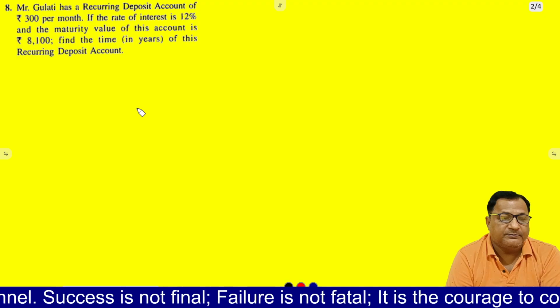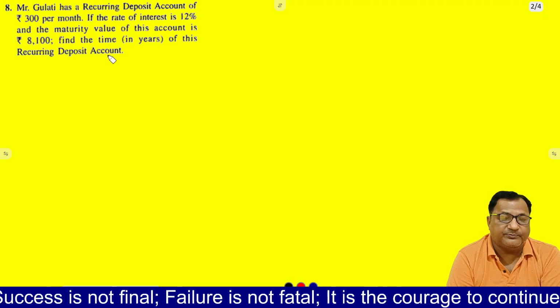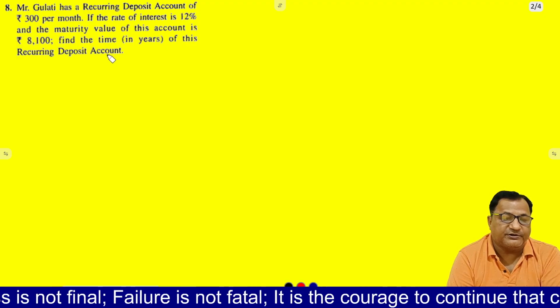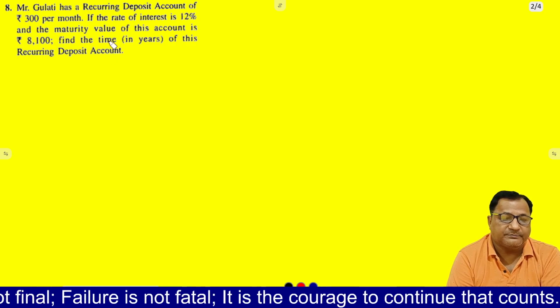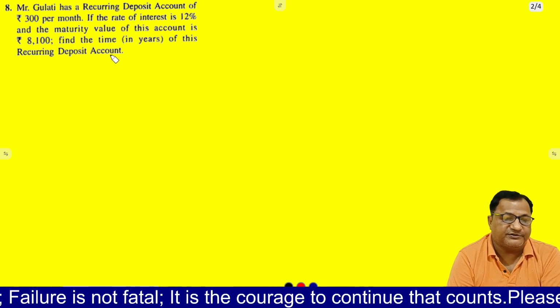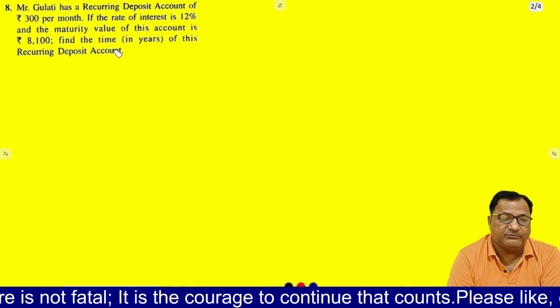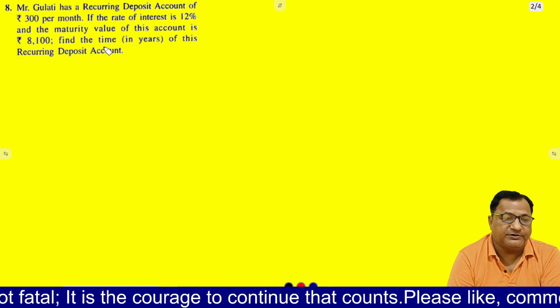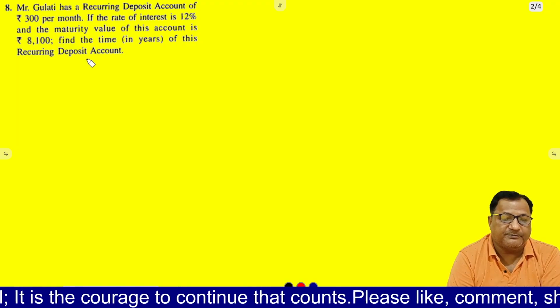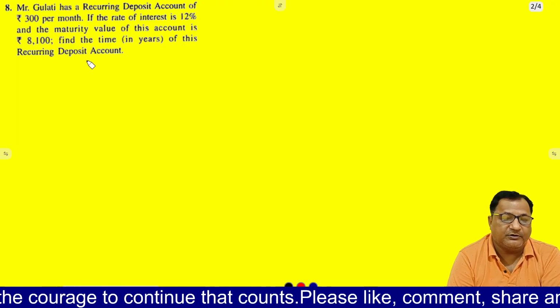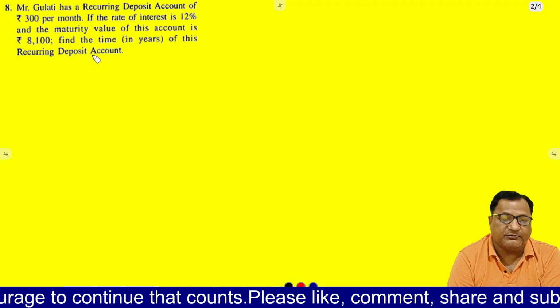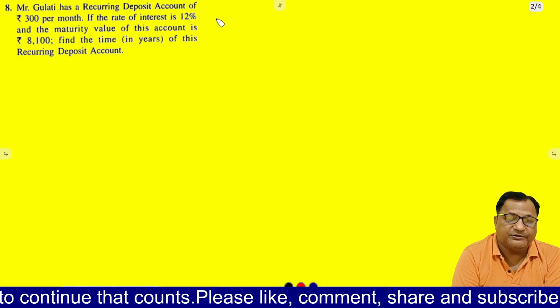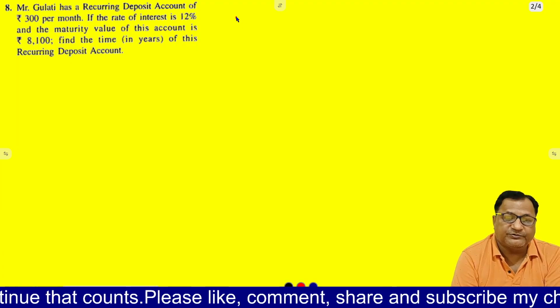Question number 8. Mr. Gulati has a recurring deposit account of rupees 300 per month. If the rate of interest is 12% and the maturity value of this account is rupees 8,100, find the time in years of this recurring deposit account. So for this we will use this formula.